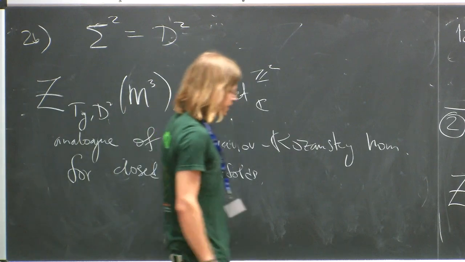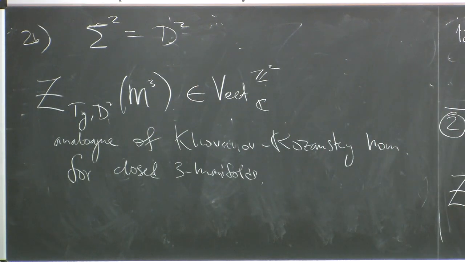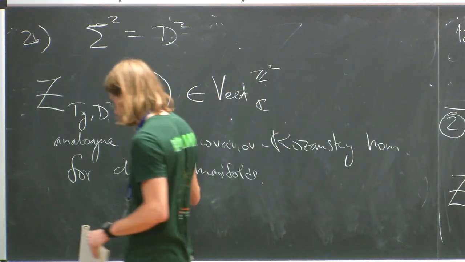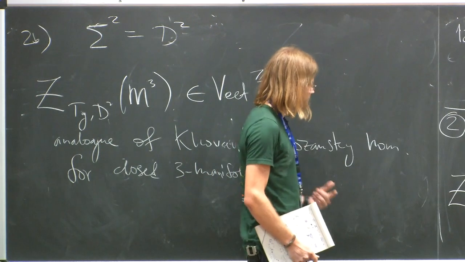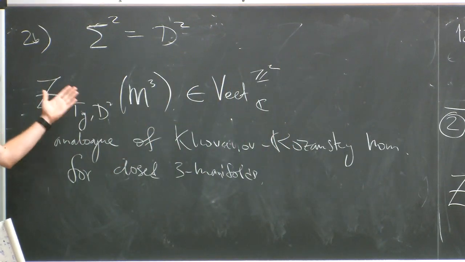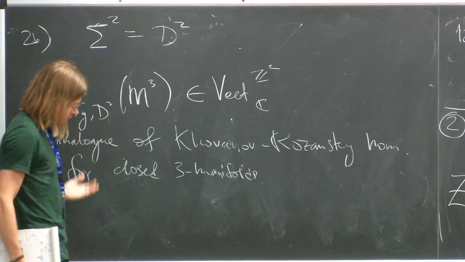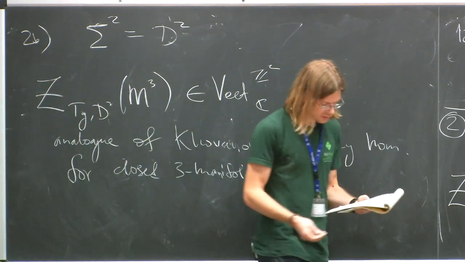So the Khovanov-Rozansky homology is what categorifies the Jones polynomial of knots. So the same construction which produces invariants like the Jones polynomial invariants of links also produces Witten-Reshetikhin-Turaev derived invariants of closed three manifolds. So this can be understood as the analog of this categorification by Khovanov-Rozansky homology of the Jones polynomial.